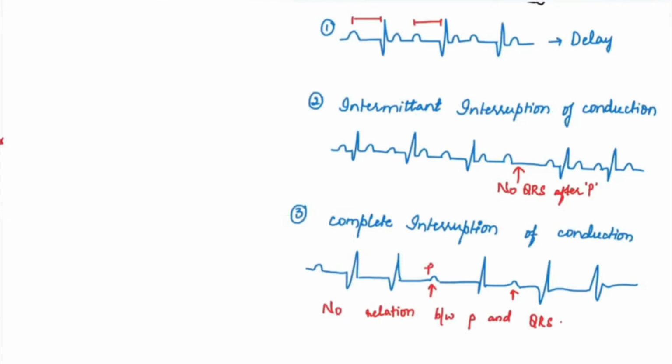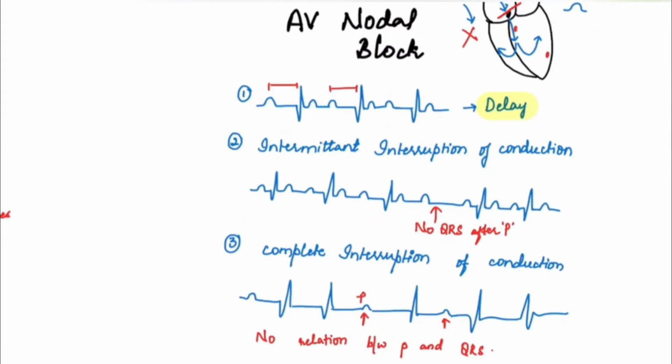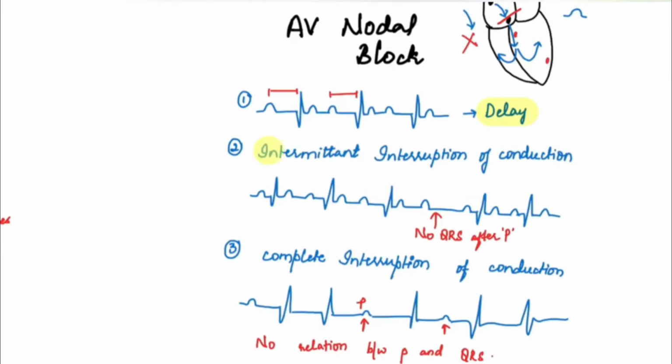Just to summarize, in first degree AV block, there is just a delay between the atrial contraction and the ventricular contraction, because of which the gap between the P wave and the QRS complex, which is the PR interval, increases. In second degree AV block, there is an intermittent interruption of conduction.